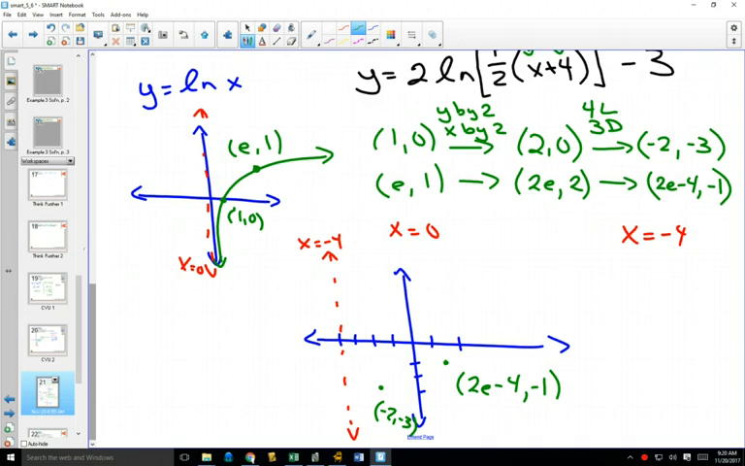And now when we sketch our graph, this is what it would look like. You don't need to find the y-intercept. Once you've got 2 points labeled on your graph and your asymptote, that's enough for your sketch of a log graph. Okay.